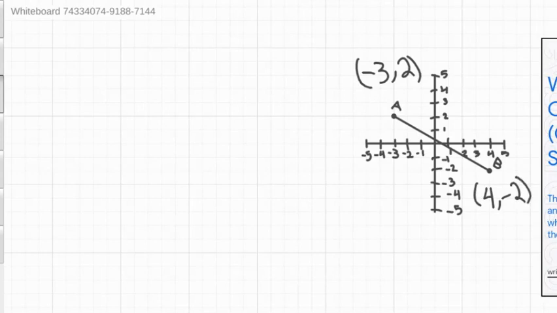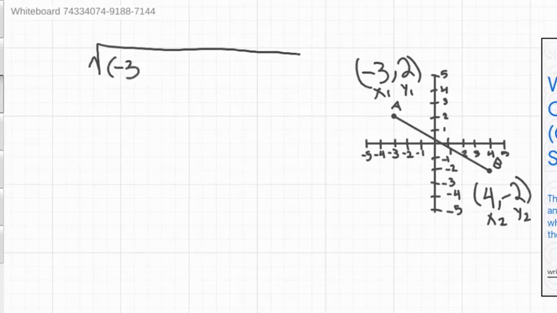And now we want to plug this into our distance formula. So our distance formula, we know, starts off with a square root. And then we need to figure out our x1s, y1s, x2s, and y2s. So we're going to do -3 as our x1, and 4 as our x2, and 2 as our y1, and -2 as y2. We also could have made 4 x1 and -3 x2. It doesn't matter. Now we're going to plug it in. And we have our y1 and y2, so we're going to put 2 minus -2 as our y2 squared.